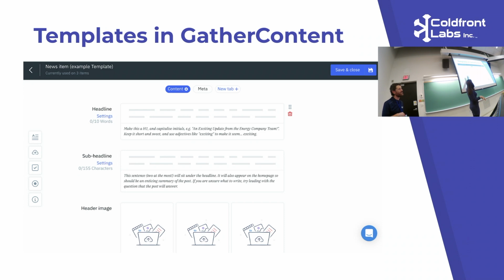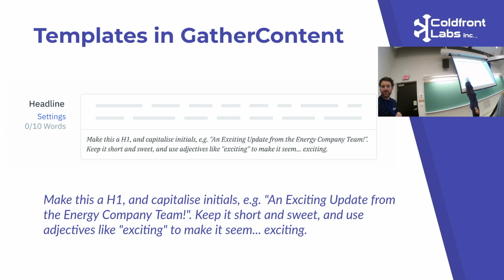So you're able to say how many characters you want. You're able in the settings to say this has to be an H1 or any sort of establishment. And then if you go to the next slide, because it's just a blow up of these. So this text is the same, I just put it up here. You can literally whisper in your content author's ear and say, make this an H1, I want you to capitalize any initials, an exciting update from the energy company team, keep it short and sweet, and use adjectives like exciting to make it seem exciting. So you're leading the content author through the process.